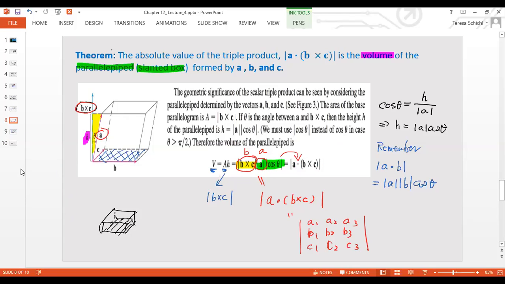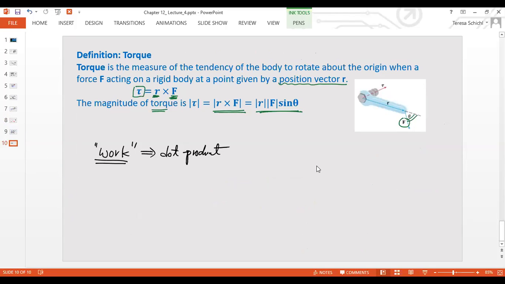The last thing you need to remember is the physics application of the cross product: how to calculate the torque. Torque is the force that rotates your object, just like the door handle. When you push down, the doorknob rotates. Or you can think of a screw you try to get into the wall and tighten up.